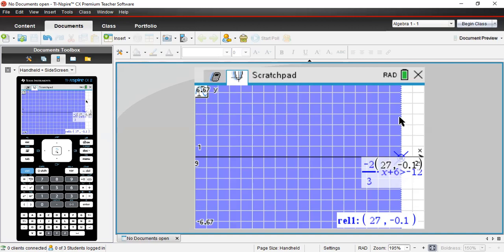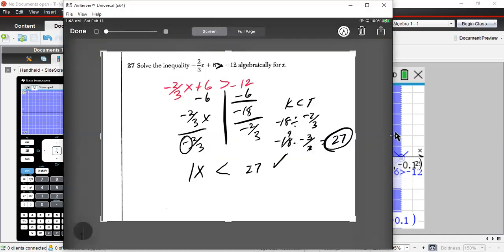Well, actually, the fact that the shading is on the left means that it's less than. If the shading were on the right of the 27, it would be x is greater than 27. But in this case, the x value is 27, and the shading is indicating that it must be less than 27. So that confirms our answer. If we go back here, we can see that the shading is on the left, so it means that x is less than 27. And that's it.